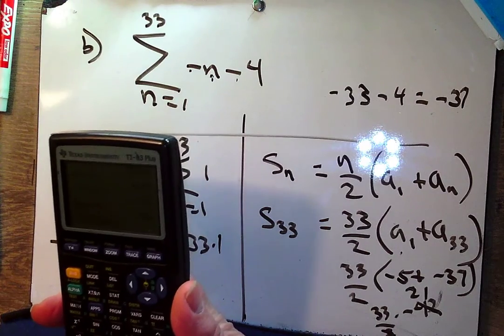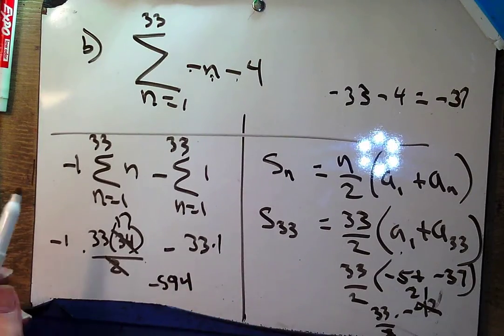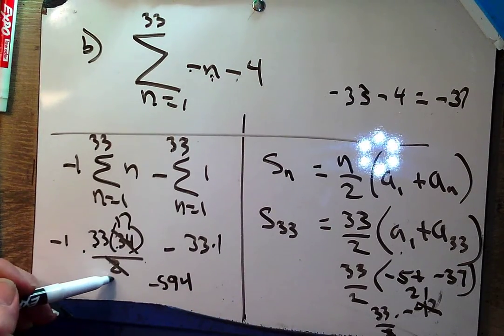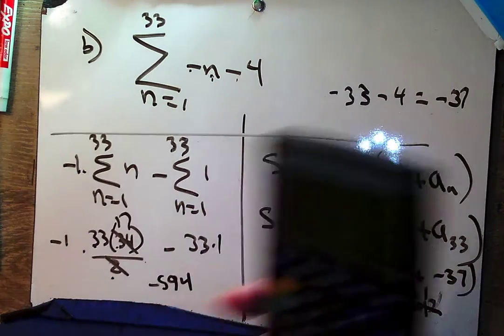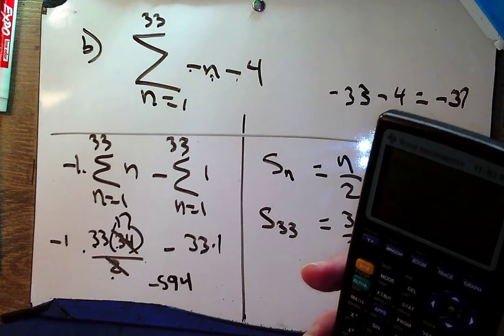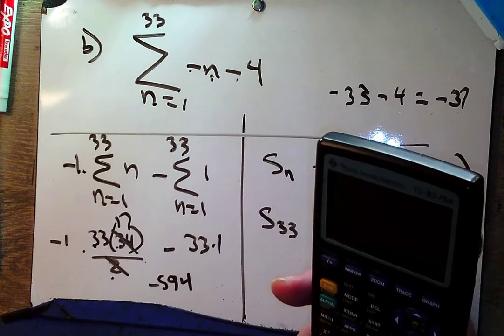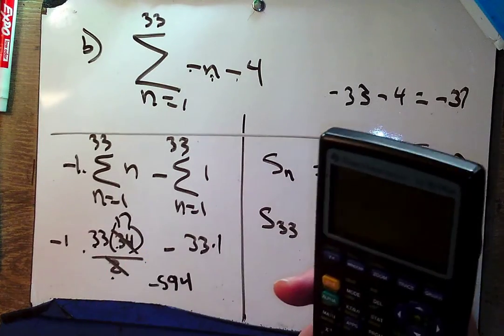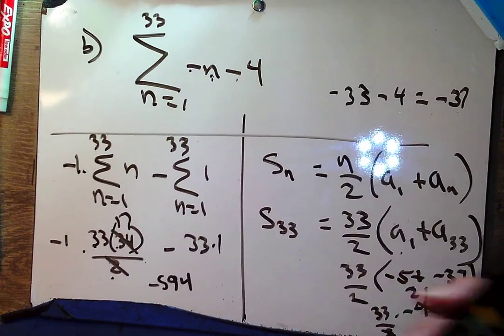Minus 21 times 33. Oh, and I don't get the same thing. Did I make a mistake over here? n times n plus 1 over 2. No, that looks good. Pull out that minus 1. So let's do the multiplying. 33 times 34 divided by 2 minus 4 times 33. Oh, that was supposed to be minus 4 times. Minus 561 minus 132. I get minus 693.